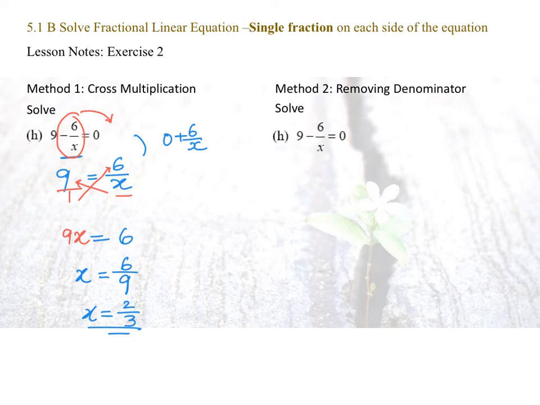Method 2, we can try to remove the denominator. In this case, our denominator is x. So I'm going to multiply by x through every single term. So it'll be 9 times x, and x. Equal sign stays in the center. 9 times x gives me 9x. And we remove away the denominator, so we are left with negative 6. 0 times anything is still 0.